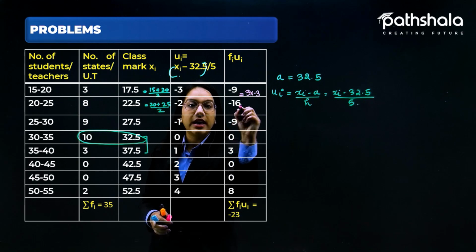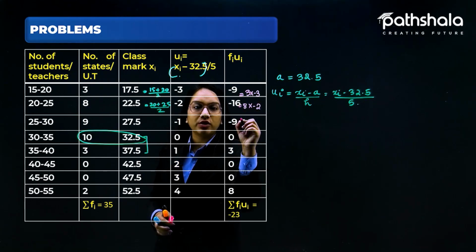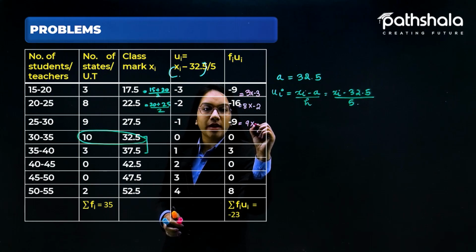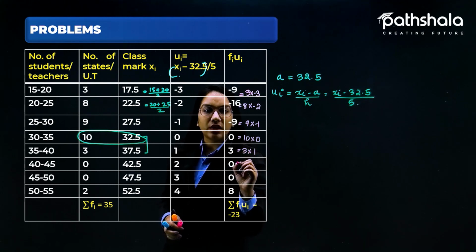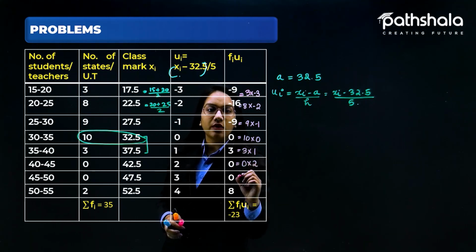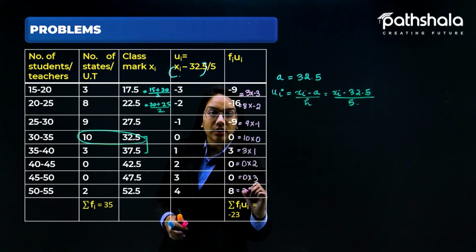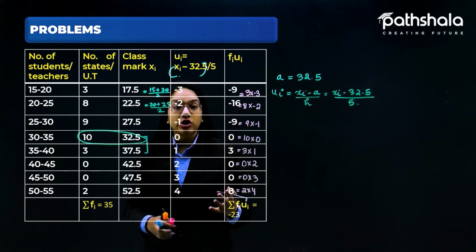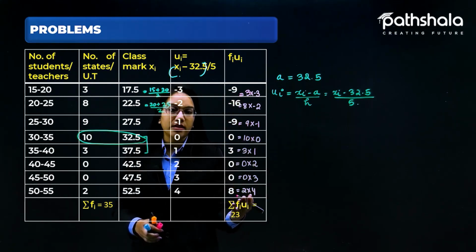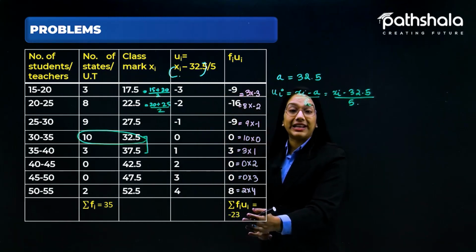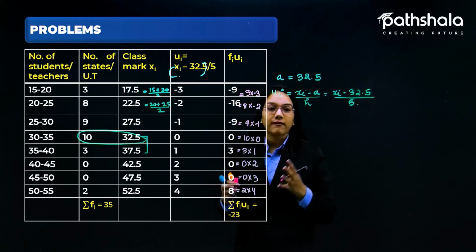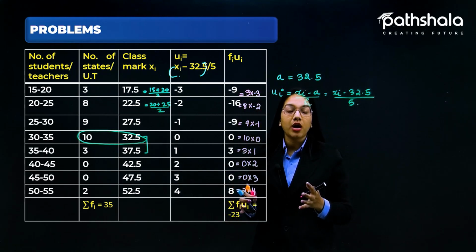Further we have 8 into minus 2, which is minus 16. Further we have 9 into minus 1, which is minus 9. Further we have 10 into 0, which is 0. We have 3 into 1, which is 3. Further we have 0 into 2, which is 0 again, and 0 into 3, which is 0 again. Further we have 2 into 4, which is equal to 8. And after taking the sum of all these fiui, we are getting sigma fiui equal to minus 23.